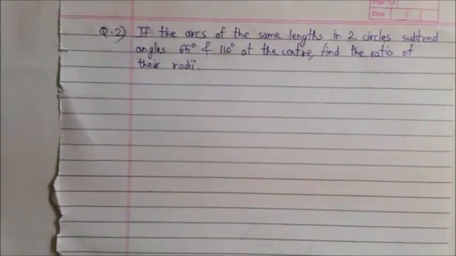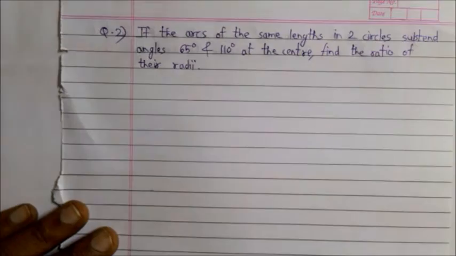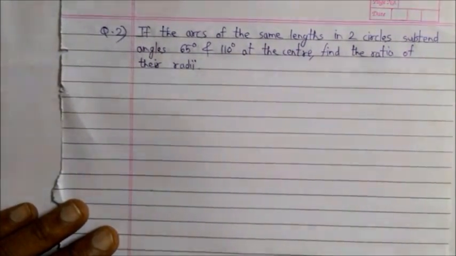Let us solve another problem. If the arcs of the same lengths in two circles subtend angles 65 degrees and 110 degrees at the center, find the ratio of their radii.